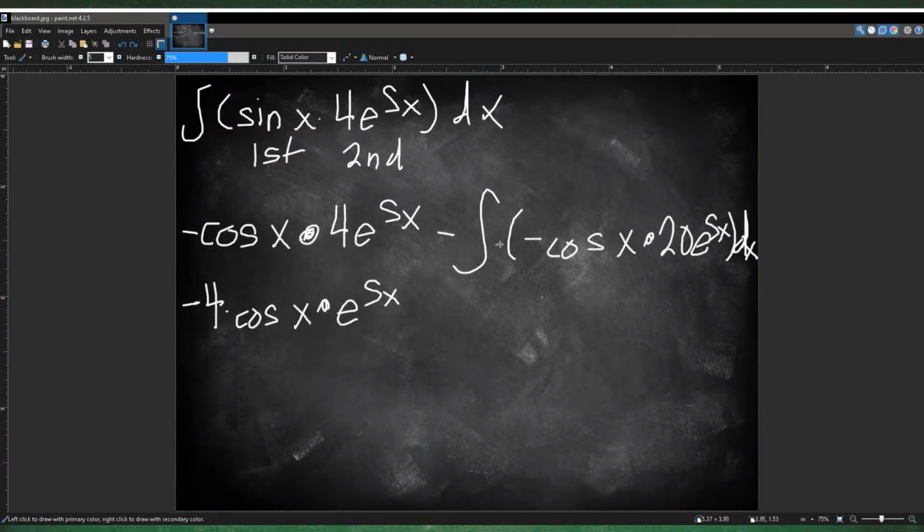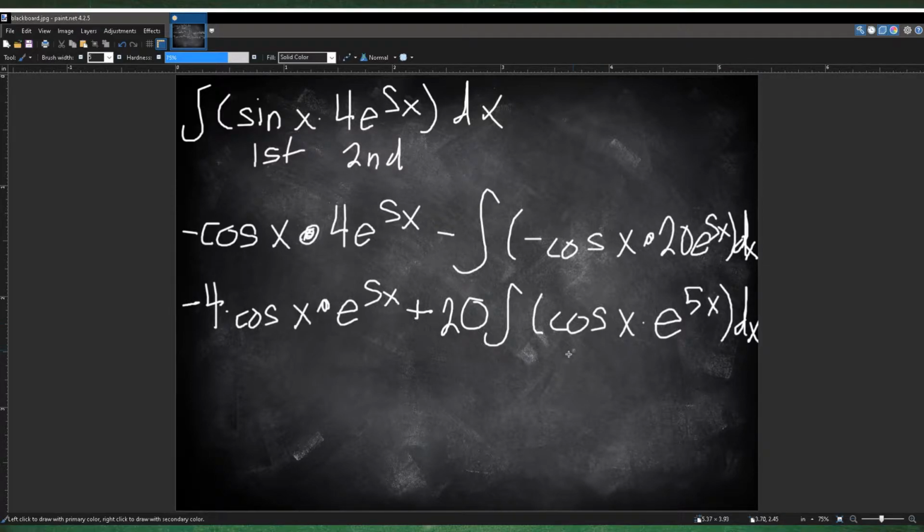Okay, minus. Actually not minus yet. So we would like to move things to the outside. So we have a negative here and we have a 20. So let's move that to the outside because you're just multiplying, so it doesn't really matter. So you have negative times this negative is a positive, so that's a plus. And we have a 20, so let's move the 20 outside. And then we take the integral of cosine of x times e^(5x) dx. Okay, so we have negative 4 times cosine of x times e to the 5x plus 20 of the integral of cosine of x times e to the power of 5x with respect to x, which is the same thing as the integral of sine of x times 4e^(5x).